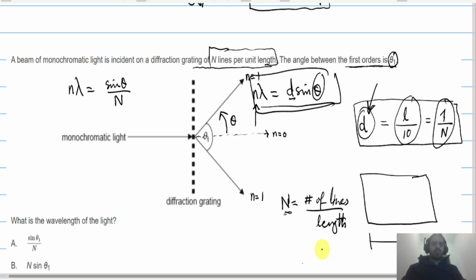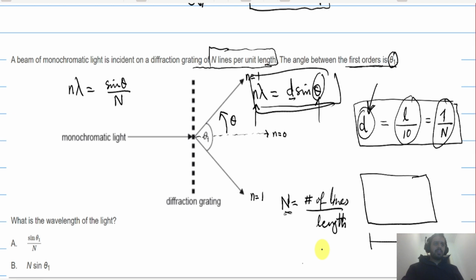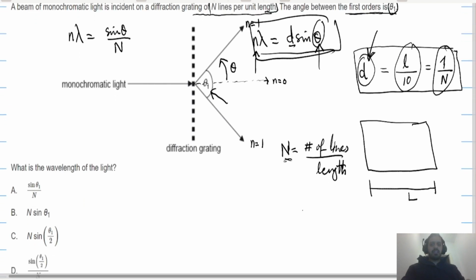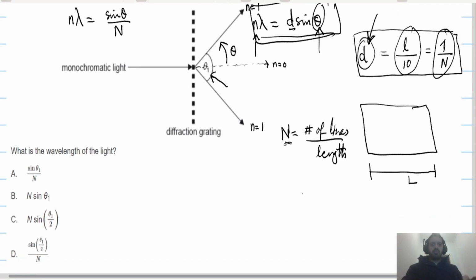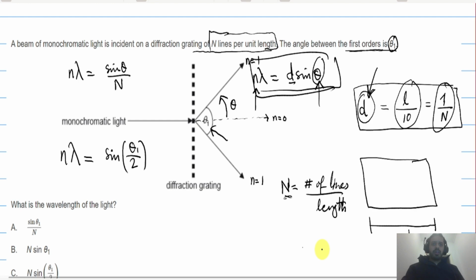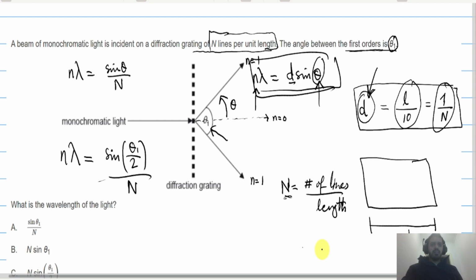Second, I want to replace this theta, and I want to write this angle in terms of this angle, because you can see in the options we have theta 1. So n lambda will be sine of theta 1 divided by 2, divided by capital N. So now we have our equation set to solve this question. The question is, what is the wavelength of the light, right? So they want us to find lambda.